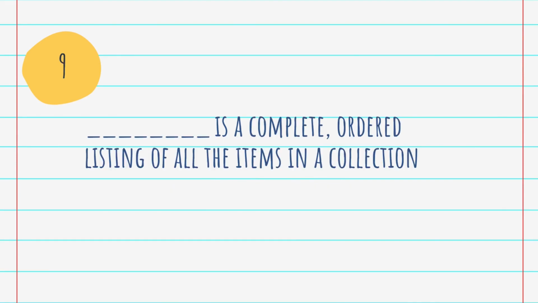Question number 9. Dash is a complete order listing of all the items in a collection. Answer is enumeration. The term is commonly used in mathematics and computer science to refer to a listing of all the elements of a set. An enumeration is a complete order listing of all the items in a collection.